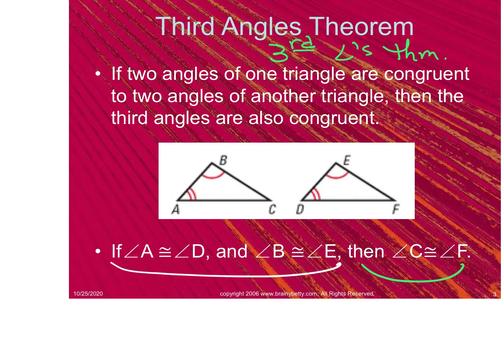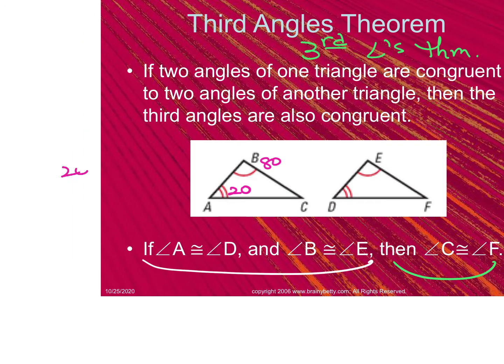So for example, if I told you angle A was 20 and angle B was 80, I can go ahead and add those two. 20 plus 80, get 100, subtract it from 180, and my missing angle here is 80. And if these have the same markings, then I know this one's also going to be 80. You'll be using this theorem in your proofs. Everybody good on the third angles?